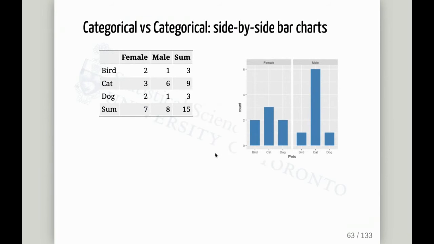We can also do side-by-side bar charts. For example, here we can have a chart for females and another one for males. For females, we had 2, 3, and 2, so that's why we have 2, 3, and 2. And then for males, we had 1, 6, and 1. I think this is pretty straightforward so far.